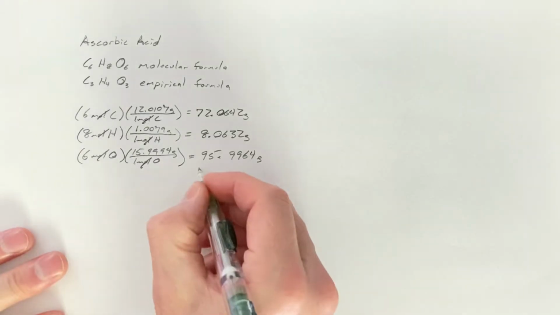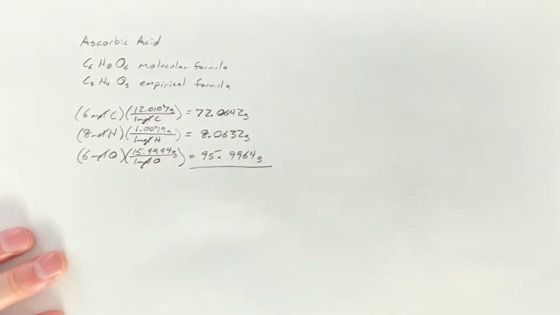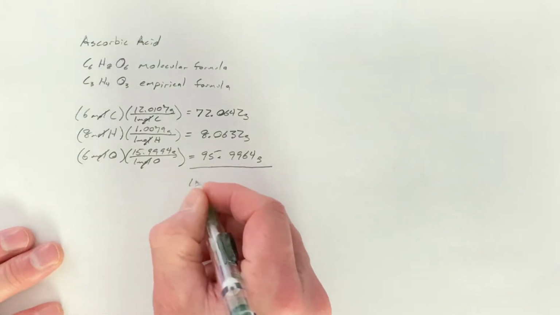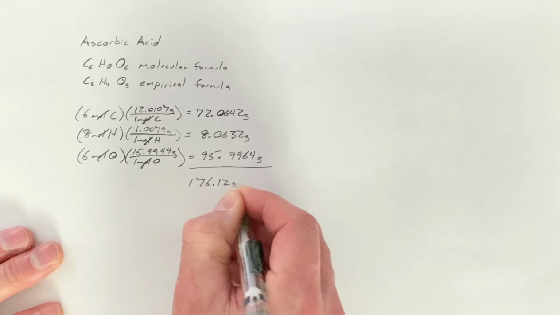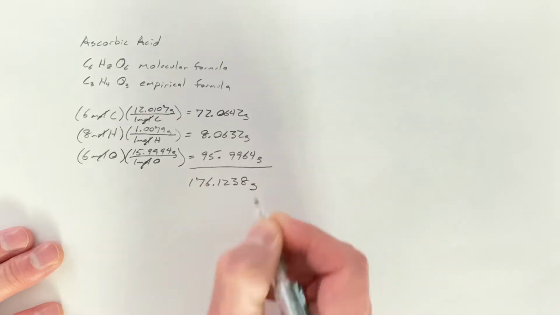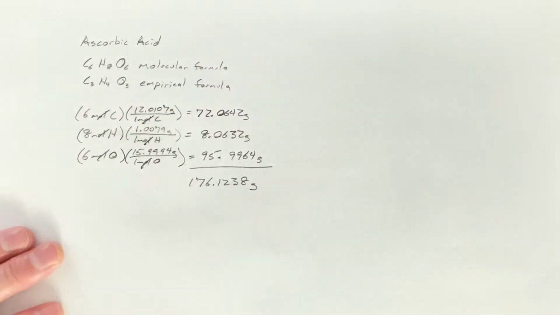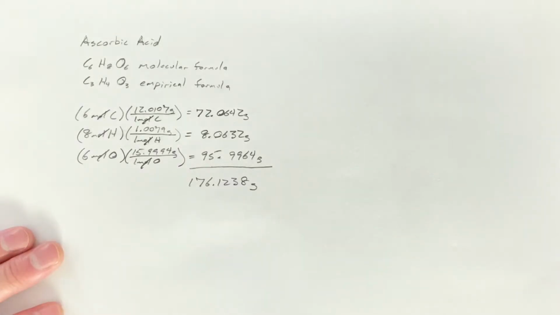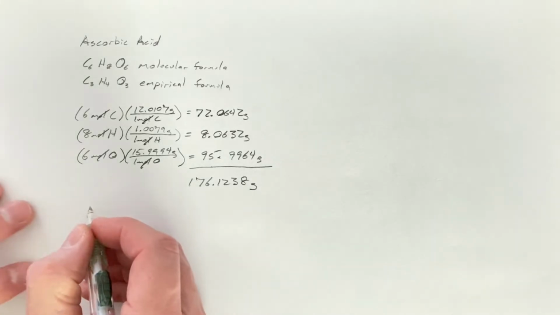If we add the masses of the individual components of ascorbic acid, then we should get the mass of the whole of 1 mole of ascorbic acid. So 72.0642 grams plus 8.0632 grams plus 95.9964 grams equals 176.1238 grams. So 1 mole of ascorbic acid has a mass of 176.1238 grams. This is then the molar mass.